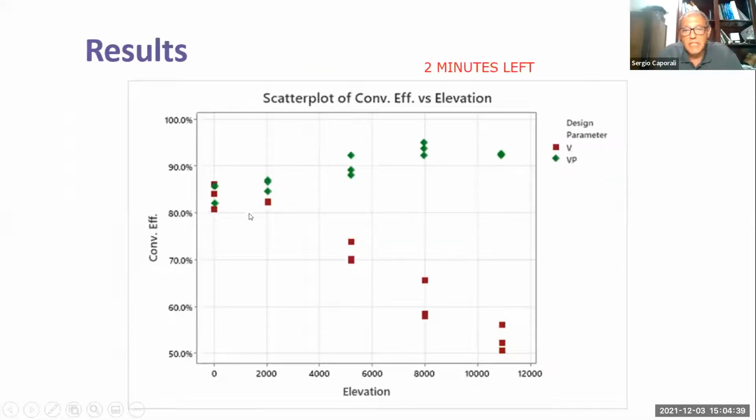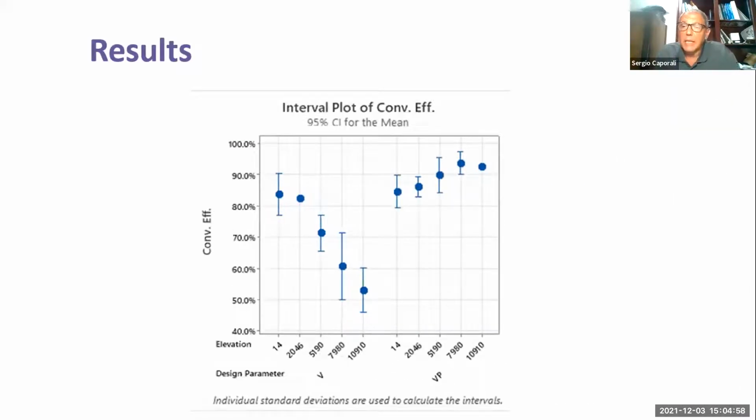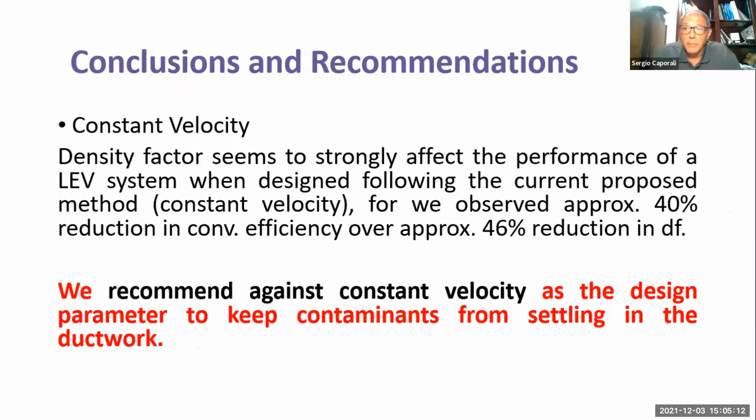The results, as you can see here, all in red is constant velocity. As you see, the conveying efficiency decreases quite significantly with density, which correlates to elevation, while velocity pressure maintains almost constant throughout the entire density spectrum. Here's an interval plot, 95% confidence interval plot for velocity on the left, for velocity pressure on the right, showing that our hypothesis, the velocity pressure hypothesis, is much more appropriate for the design.